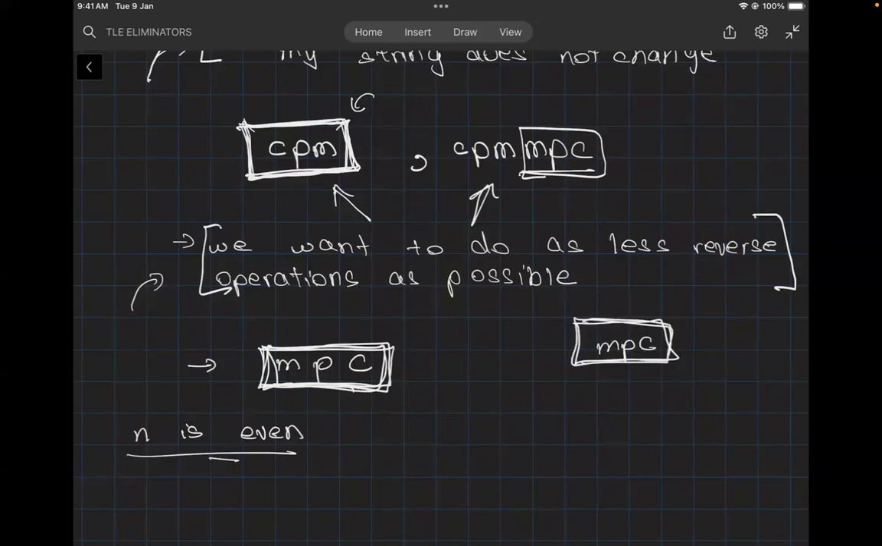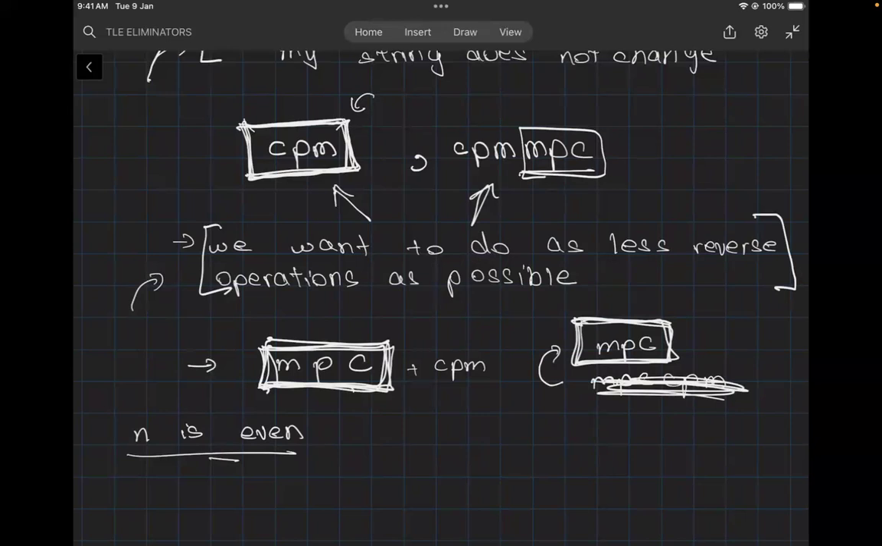Now, whenever I have MPC, will I append CPM to it? I won't, right? Because MPC is the smallest possible string, and MPC CPM is greater than MPC. So I would never really do a plus CPM on this MPC string. Is this much clear, guys? Put a yes in the chat if what I have said so far is clear to you.